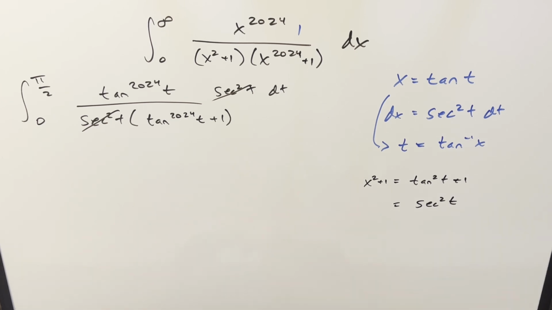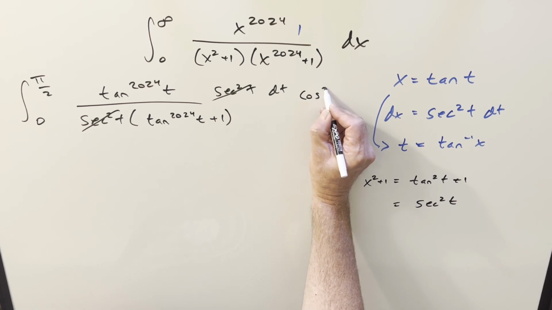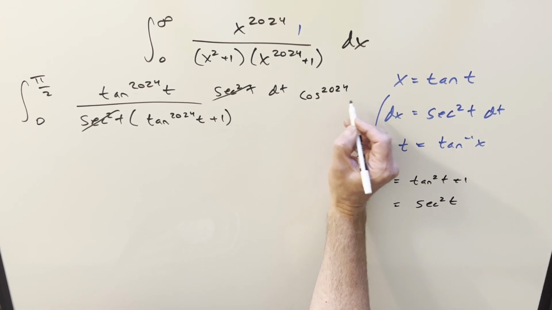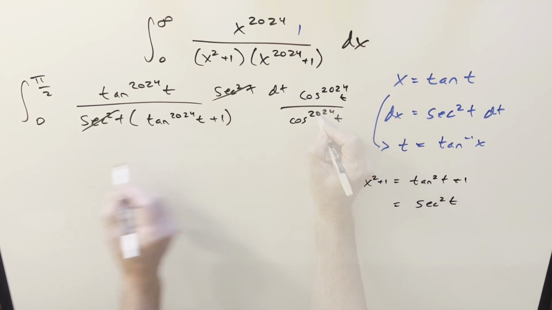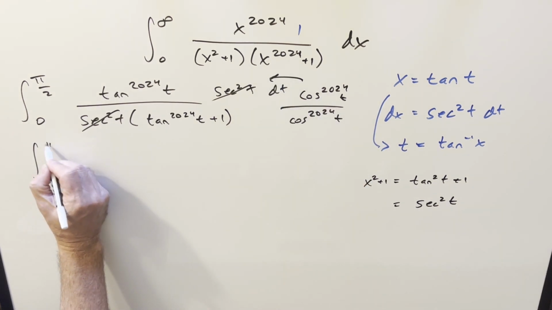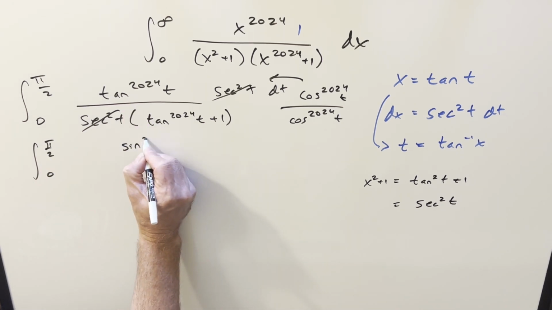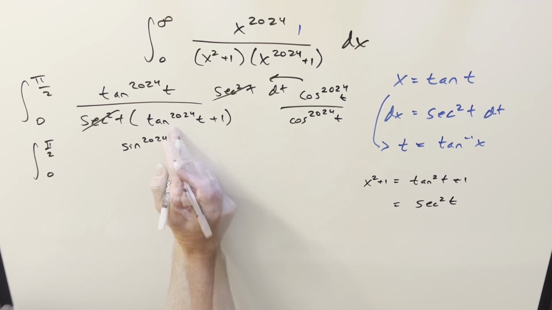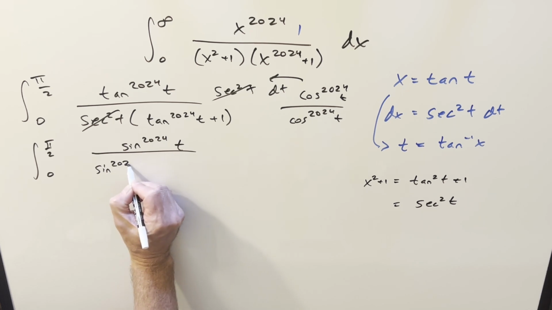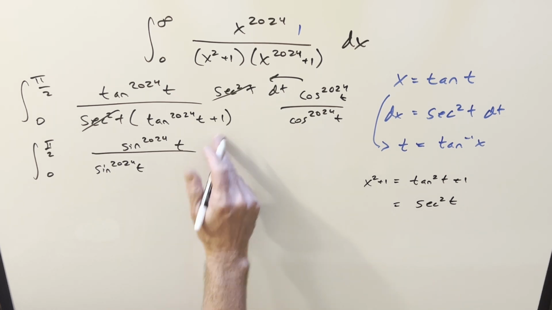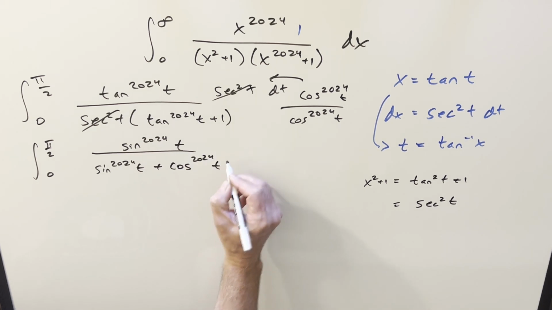Here we could probably leave it, but I like to multiply in, because tan is going to be sine over cosine. If I multiply in cosine 2024 in the numerator and denominator, I think that's going to clean it up a little bit. So we're going from 0 to pi over 2. The cosine cancels, and this becomes sine 2024 of t in the numerator. The denominator term works the same way: sine 2024 t, and cosine times plus 1 becomes plus cosine 2024 t.